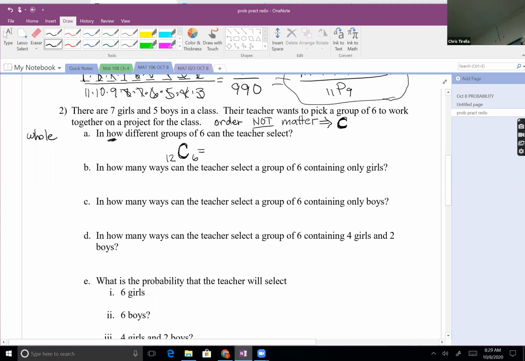Those of you who use a calculator, what is it? 924. I'm taking your word for it. What I was going to do, because I thought I remembered somebody who had a calculator without that button: the 6 tells me the denominator is 6 factorial. The 12 tells me I want the same number of factors starting with 12 in the numerator.